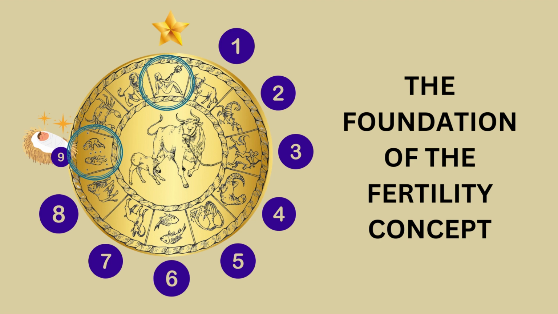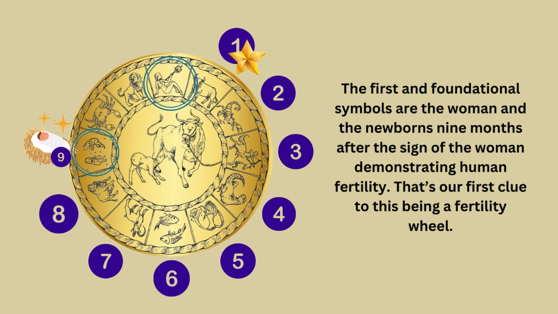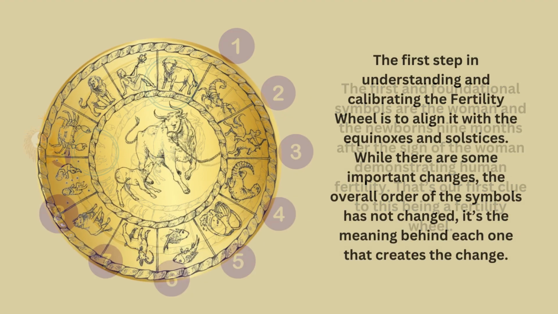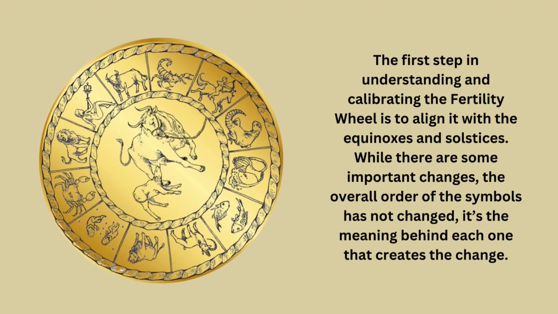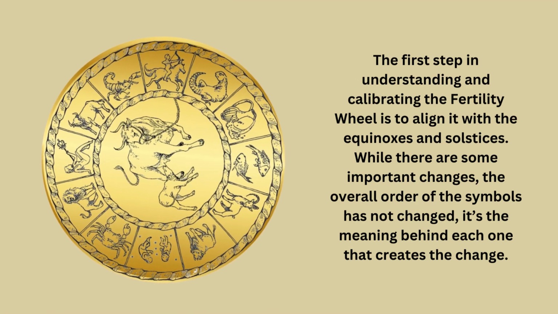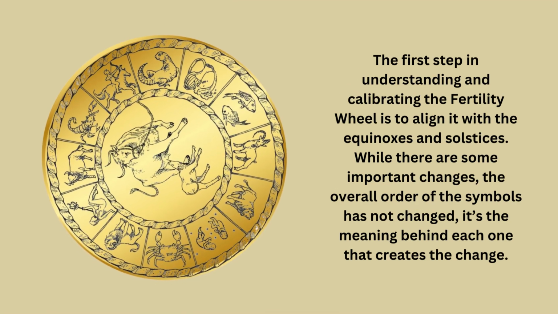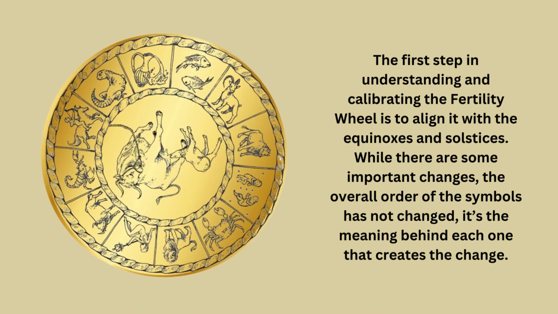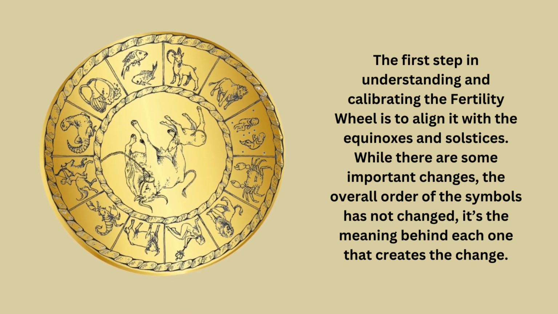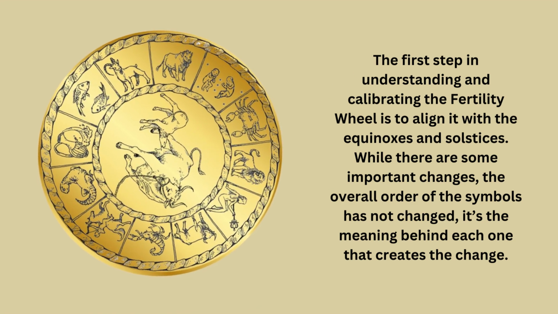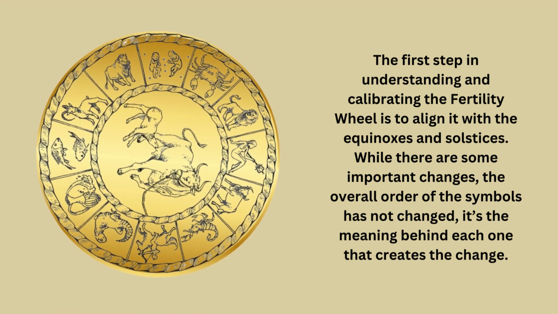The foundation of the fertility concept. The first and foundational symbols are the woman and the newborns, 9 months after the sign of the woman, demonstrating human fertility. That's our first clue to this being a fertility wheel. The first step in understanding and calibrating the fertility wheel is to align it with the equinoxes and solstices. While there are some important changes, the overall order of the symbols has not changed. It's the meaning behind each one that creates the change.